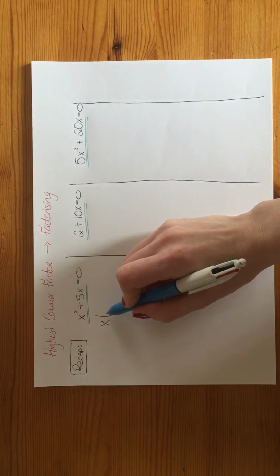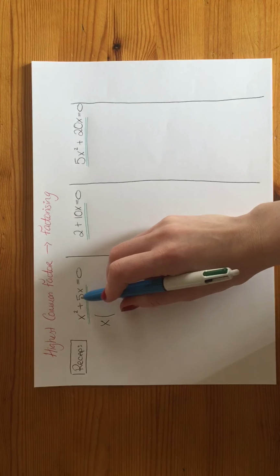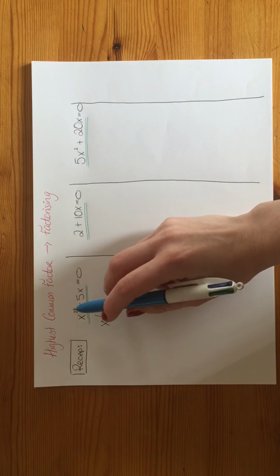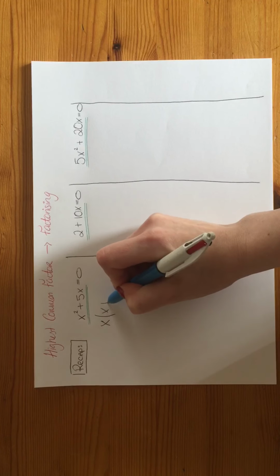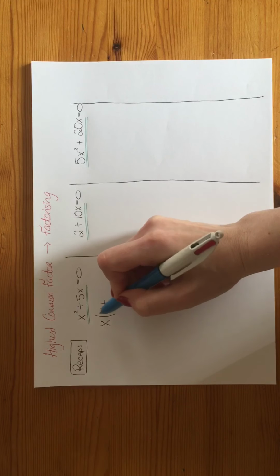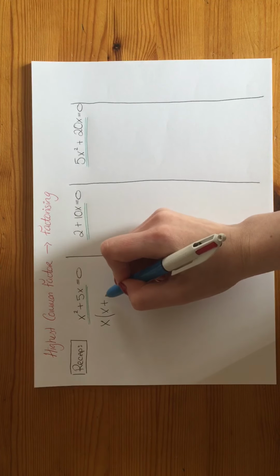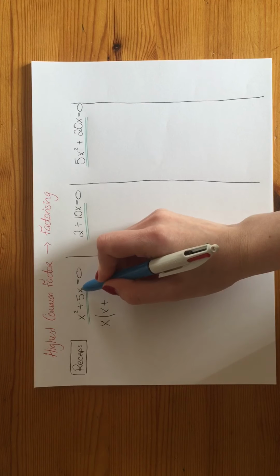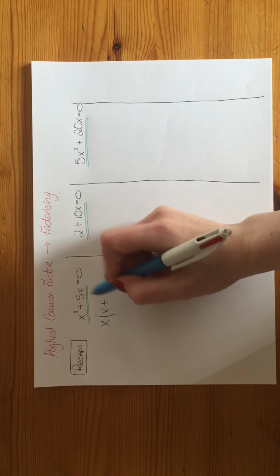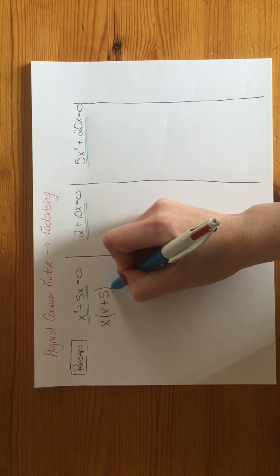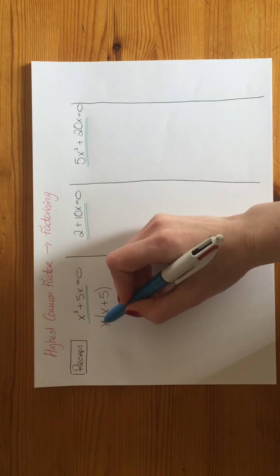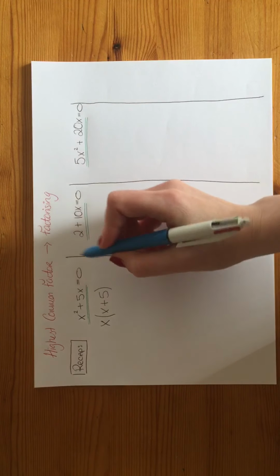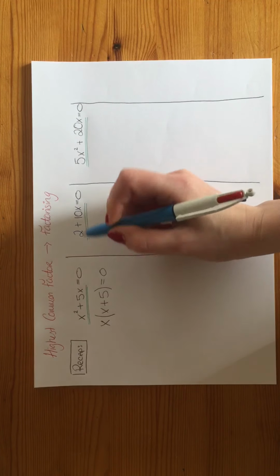Then inside the bracket should multiply out to give you this answer. So x times what will give us x squared? You say x times x, write down your plus, and x multiplied by something will give us 5x. So x times 5 will give us 5x. So x times x is x squared, x times 5 is 5x. Remember, this all equals 0.